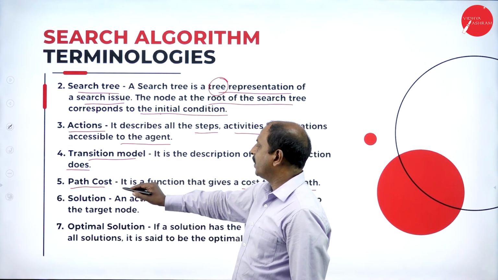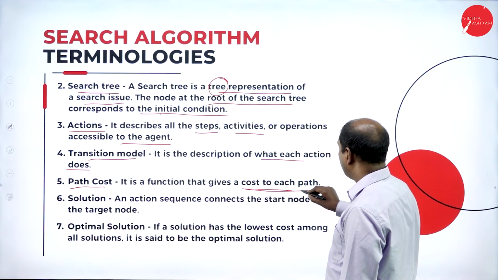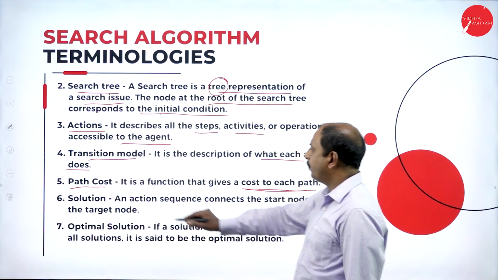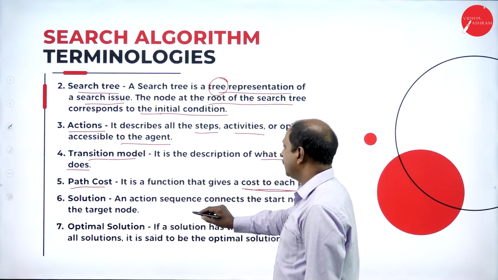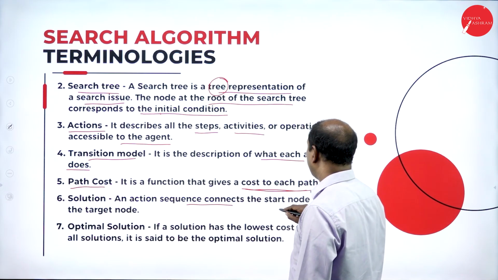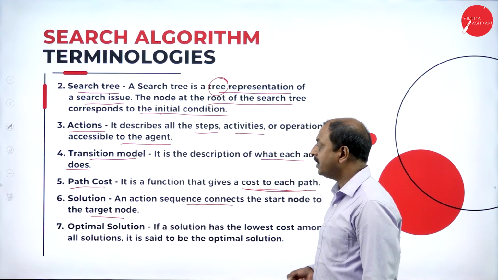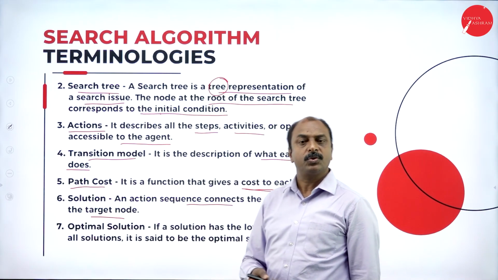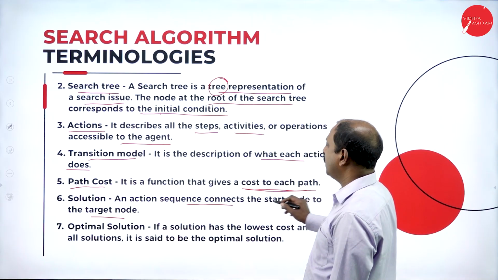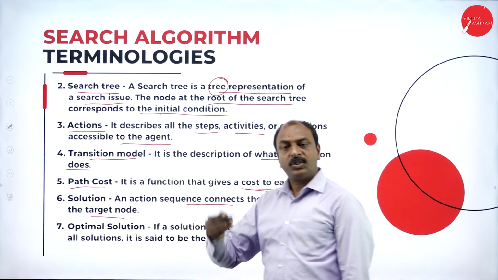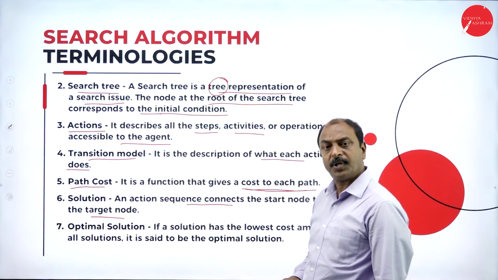So here for every path it is going to give a numerical value that is nothing but your path cost. Next one is solution. What is a solution? The action sequence connects the start node to the target node. It is a step-by-step procedure to solve a problem or to reach a goal. So from start till the target node, the steps involved are nothing but the solution to the particular problem.